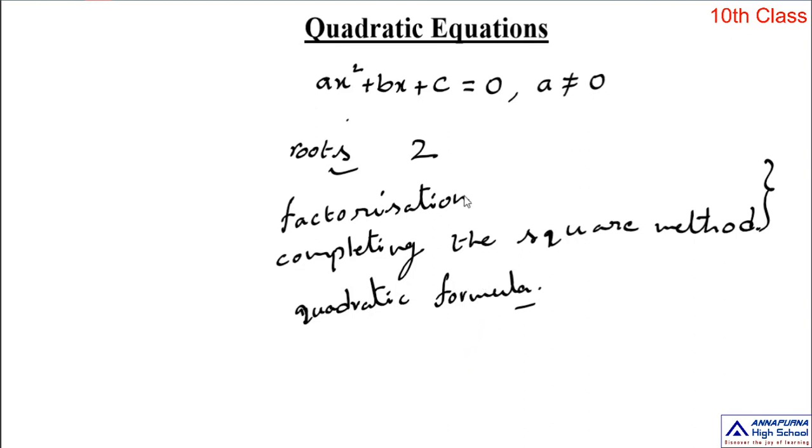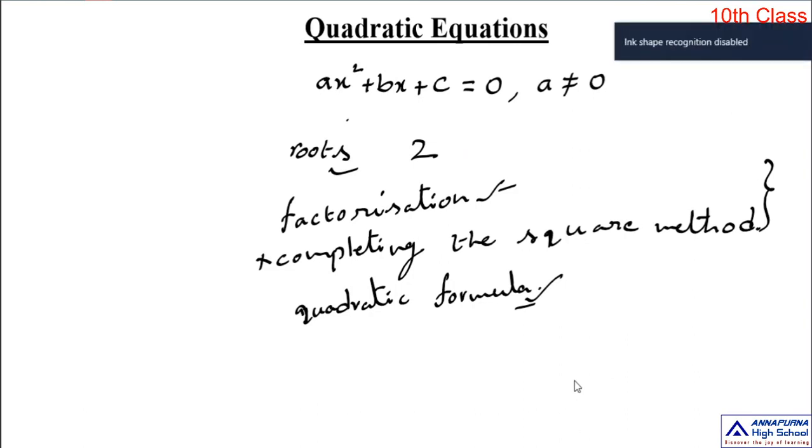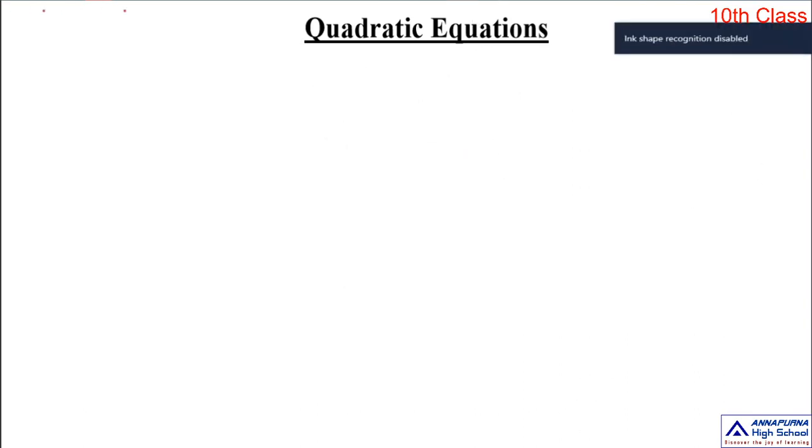As per the new syllabus, here we have only the factorization method and the quadratic formula. There is no completing the square method, but we generalize the quadratic formula from the completing the square method by applying it to the general form of the quadratic equation ax square plus bx plus c is equal to 0. So this is the overall introduction to quadratic equations. Once again, let us recall what we discussed.